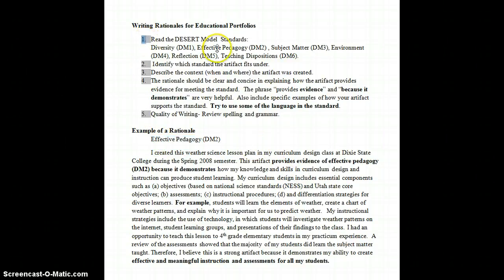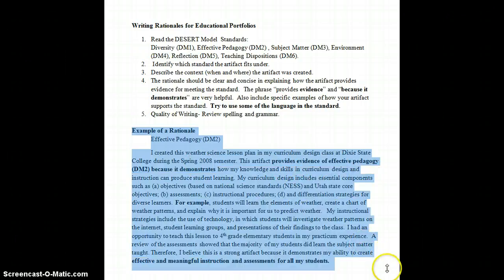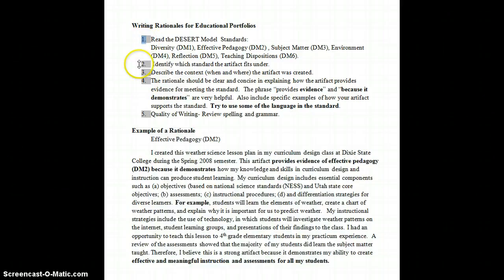Now you have an assignment. It's due November 5th. It's a rationale assignment. It's one paragraph. You're turning in to me in a Word document something that looks just like this. It's going to be worth 20 points, and you receive 4 points for every one of these things. So 4 points if you choose one of the desert model things to speak to. They chose one. 4 points if you identify the standard that artifact fits under. My lesson plan in the curriculum design helps me understand effective pedagogy. That's 4 points for that.